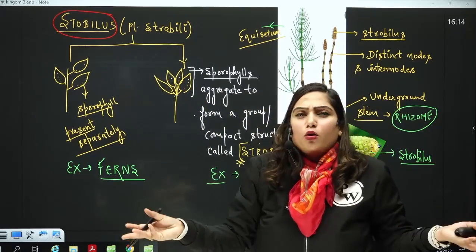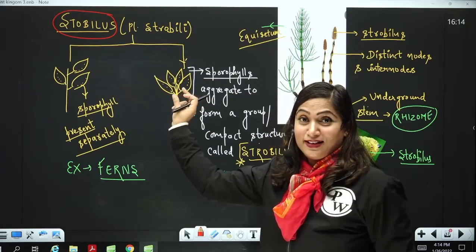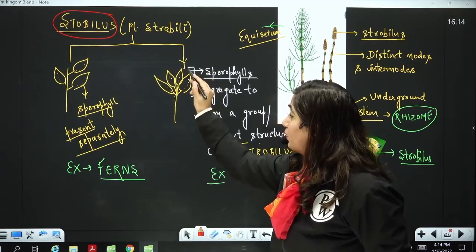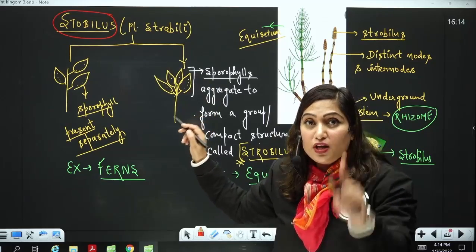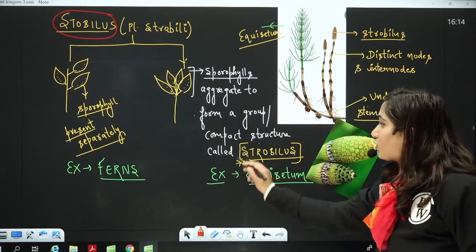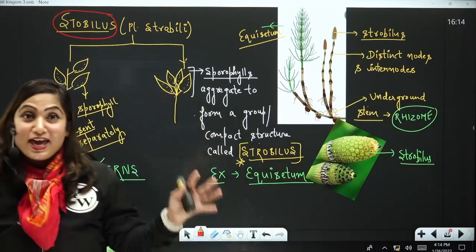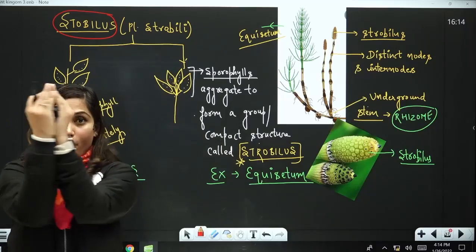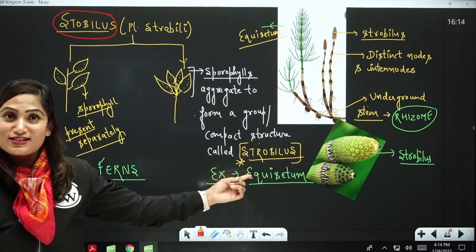They are saying we all are same. Let's form a group, no? So they will form a group, right? And this group, not of sporangia, the group of sporophylls, is called strobilus. So those leaves which have sporangia aggregate together to form a compact structure, and that compact structure is called strobilus.